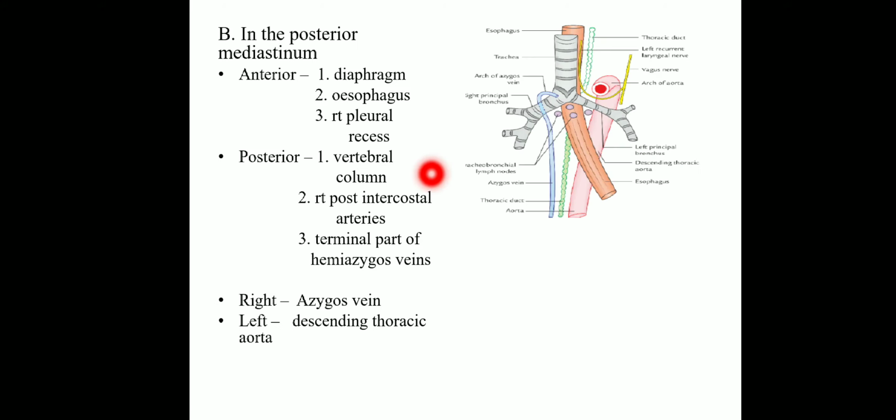In the posterior mediastinum, anteriorly, the sloping surface of the diaphragm, the esophagus and the right pleural recess. Posteriorly, the vertebral column, right posterior intercostal arteries and the terminal part of the hemiazygos. On the right side, there is the azygos vein, and on the left side, there is the descending thoracic aorta.